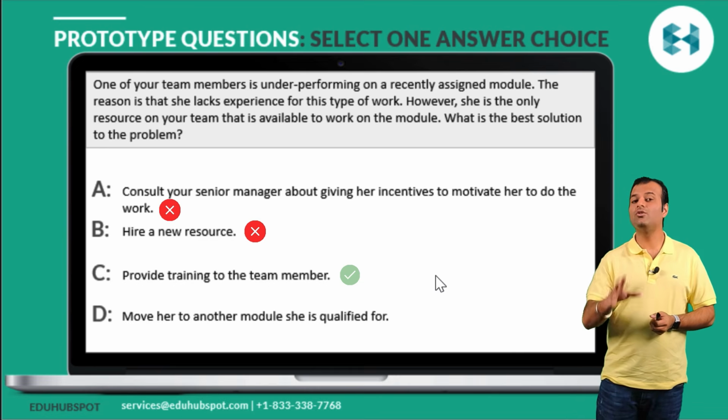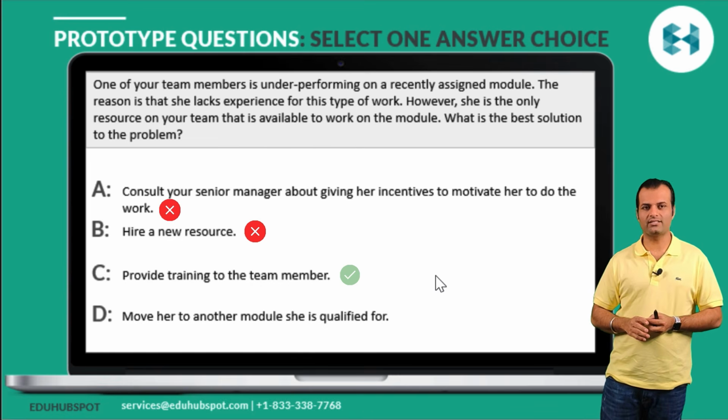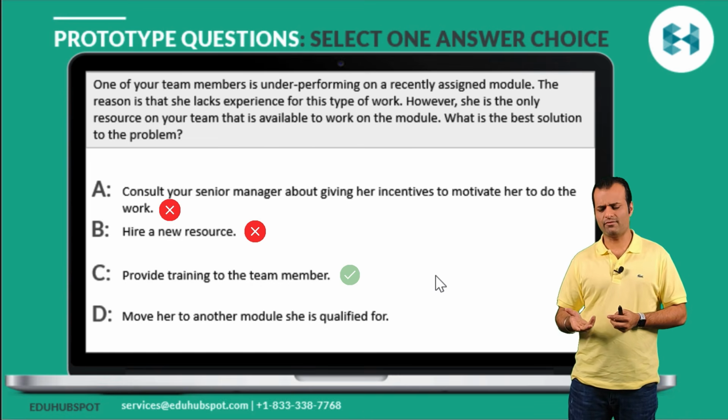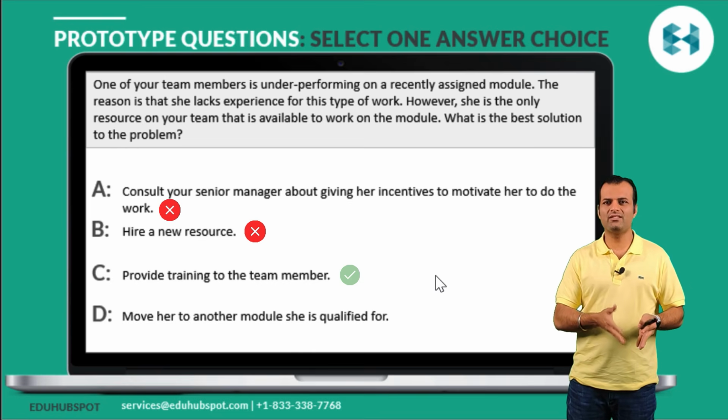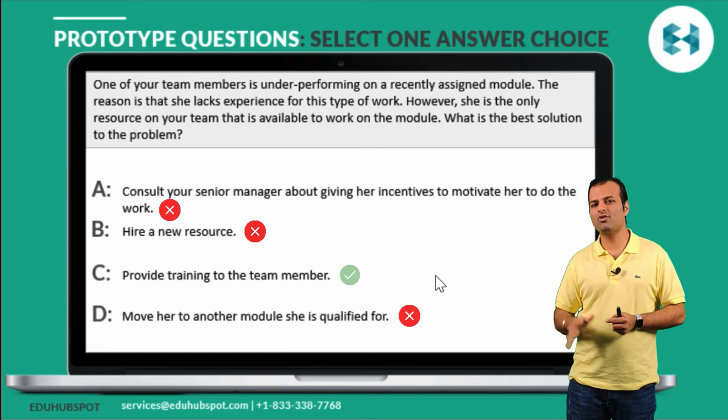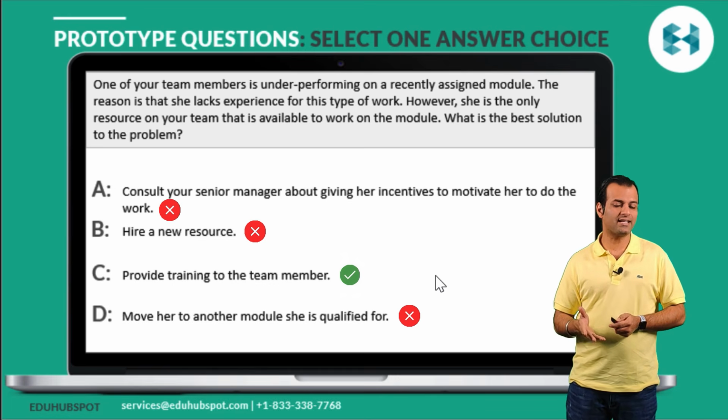So far it looks like C is the correct answer, but D, move her to another module she is qualified for. Okay, when the question is clearly, explicitly saying she is the only resource on your team available to work on the module, then you definitely have to pick the correct answer as C.